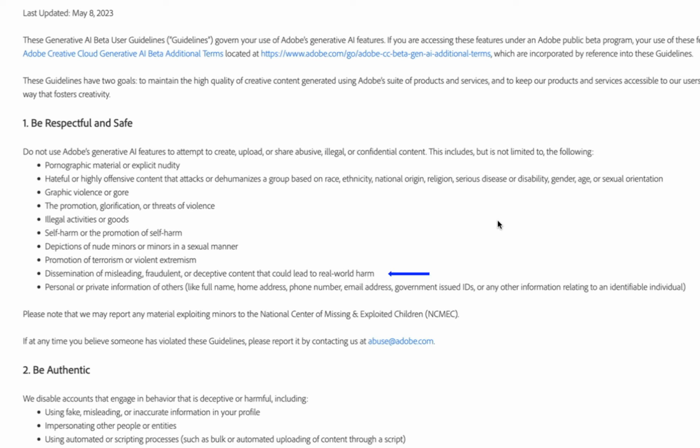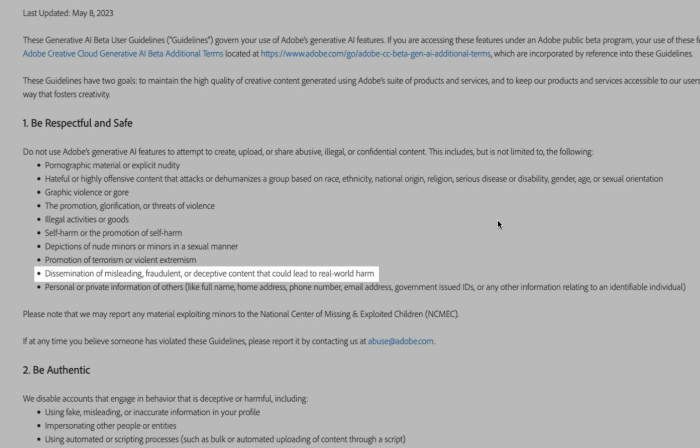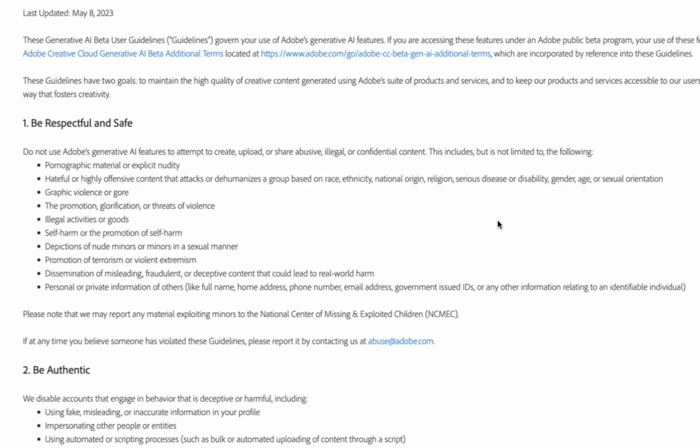Dissemination, this is the part that is going to trip them up. Dissemination of misleading, fraudulent, or deceptive content that could lead to real-world harm. Now, what does that mean? That is a subjective interpretation up one side and down another. Personal or private information of others, that's obvious. But this next to the last sentence, misleading, fraudulent, or deceptive content that could lead to real-world harm. Now, that could be anything.